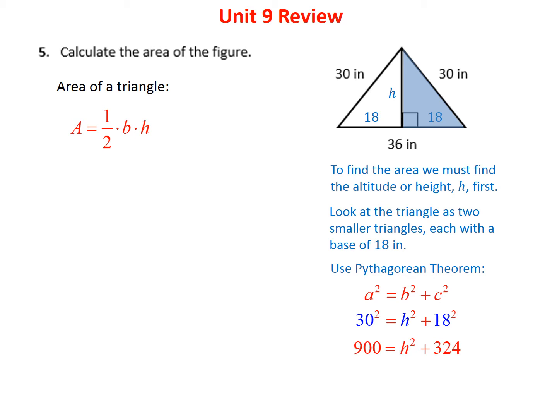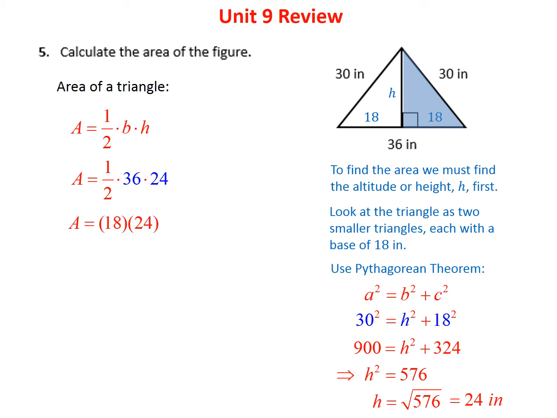So we multiply that out. 900 equals h squared plus 324. Subtract 324 from both sides, and we get h squared equals 576. So h is the square root of that to unsquare it, and we find out that h is 24 inches. Now we can work our formula. So now we plug in for the base, 36 inches, the base of the whole triangle, and the height is 24, and we have 18 times 24, or 432 square inches is our answer.